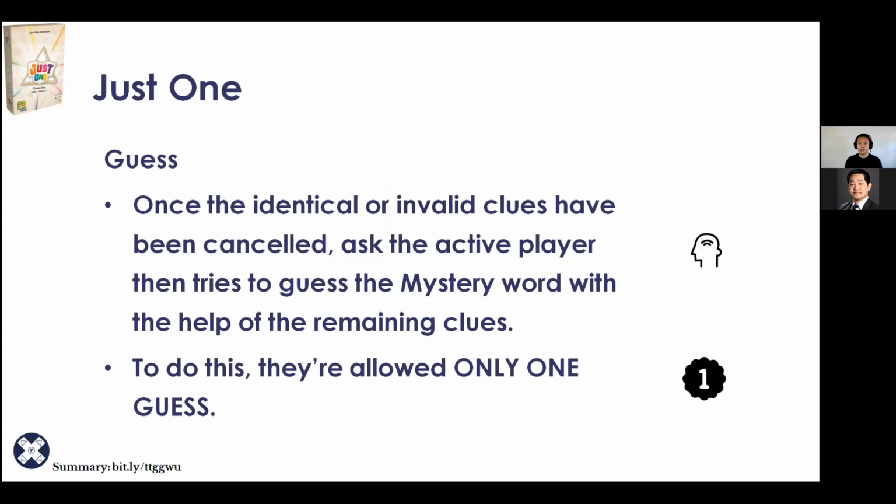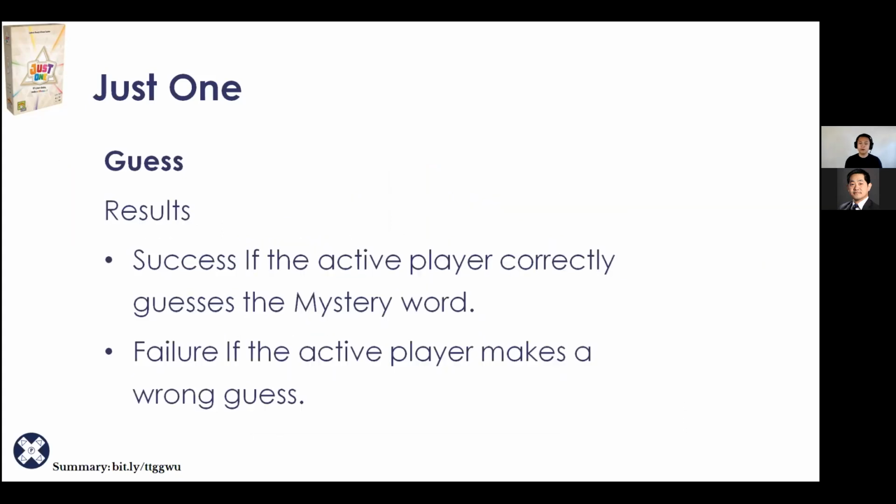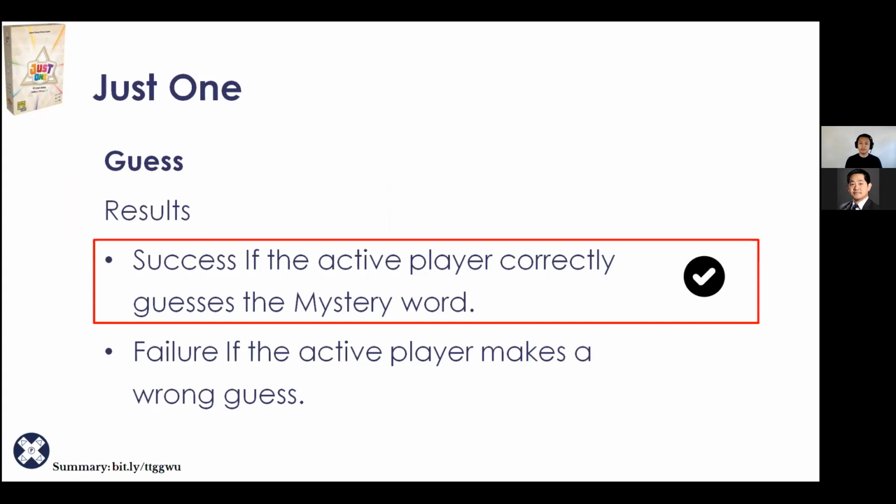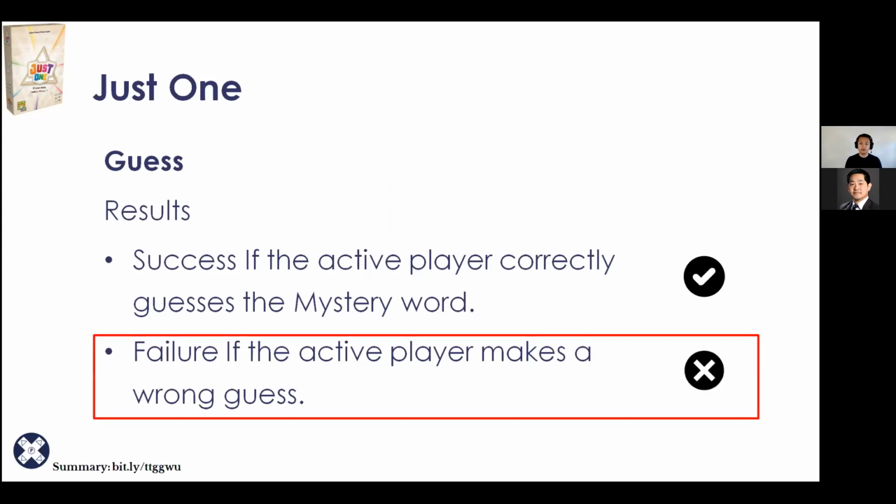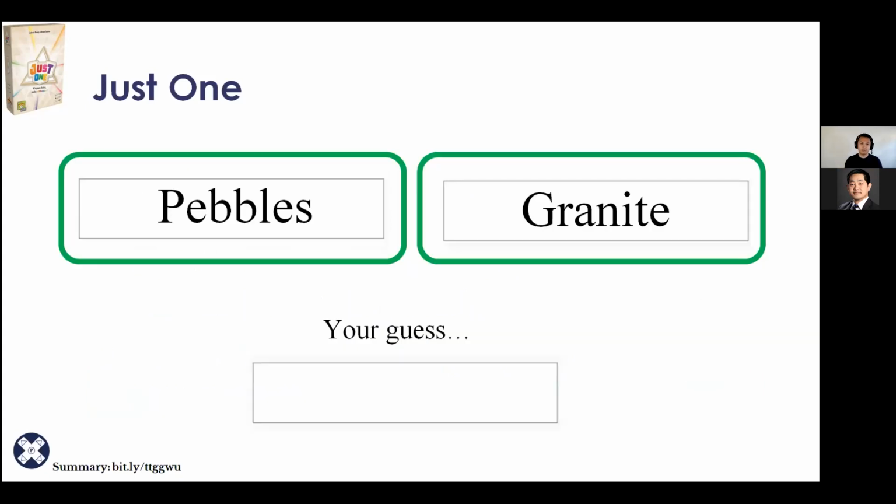In the result, the success: if I, as the active player, guess correctly, then I get a positive point. That is a word in our win pile. And if it's a failure, the active player makes a wrong guess. If I guess any other word but the actual word, then it's going to go in our fail pile and it will count against us.